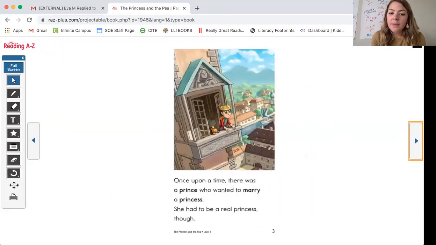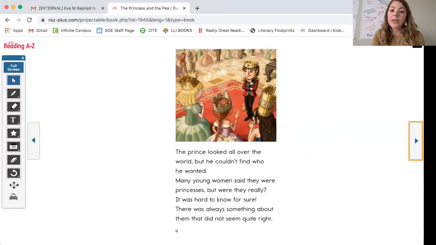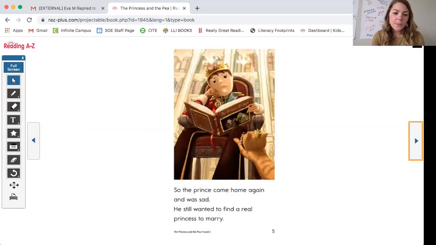Once upon a time, there was a prince who wanted to marry a princess. She had to be a real princess, though. The prince looked all over the world, but he couldn't find who he wanted. Many young women said they were princesses, but were they really? It was hard to know for sure. There was always something about them that did not quite seem right. So the prince came home again and was sad. He still wanted to find a real princess to marry.